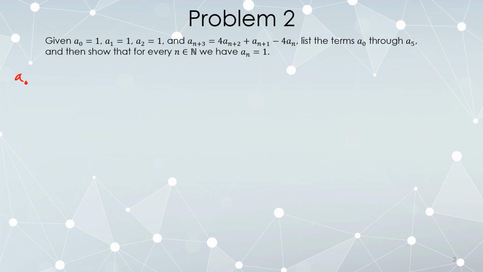Okay, again, we're going to start with A0, A1, A2, A3, A4, A5, just computing a bunch of stuff. We were actually given 3 consecutive terms. A0, A1, A2 are all 1. Now let's look at our recursive formula.